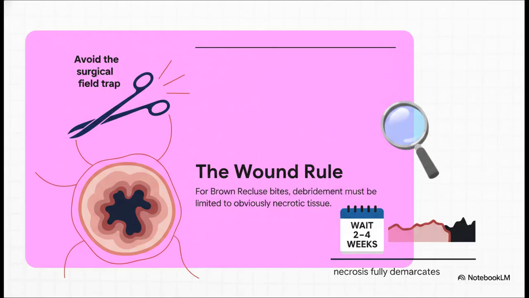And here is a huge surgical field trap you absolutely must avoid. We call it the wound rule, which dictates that managing loxoscelism conservatively is paramount. Early surgical excision during the acute inflammatory phase of a brown recluse bite almost always leads to drastically worsened tissue defects and delayed healing.